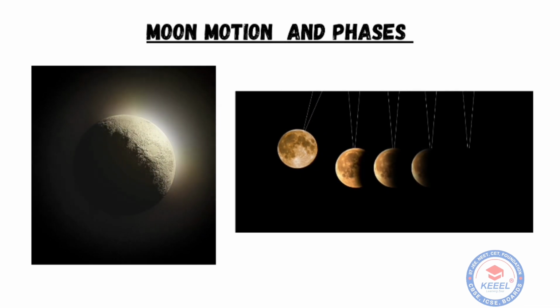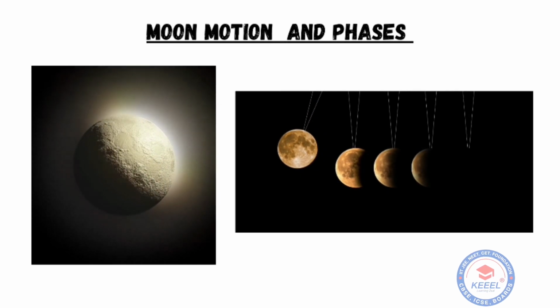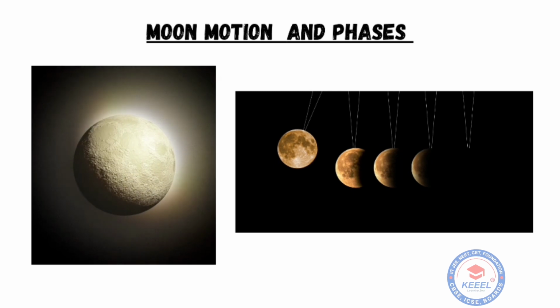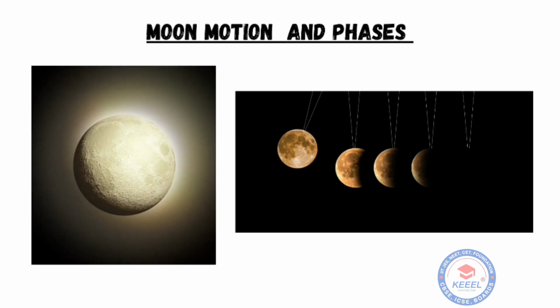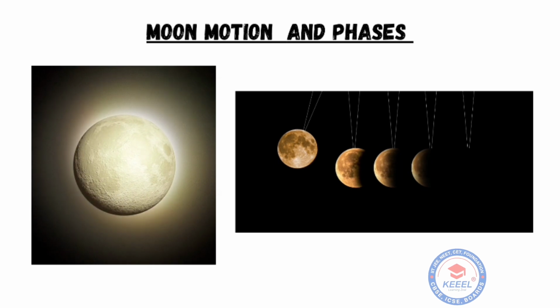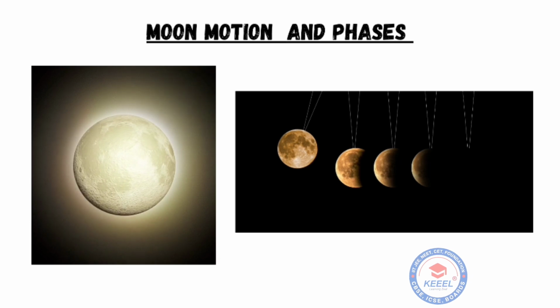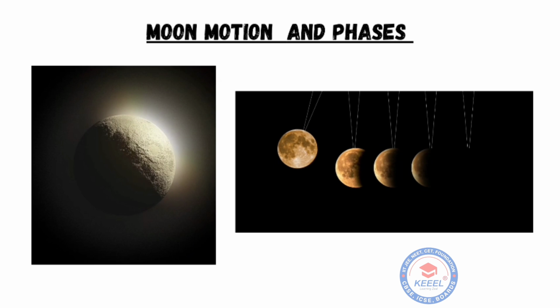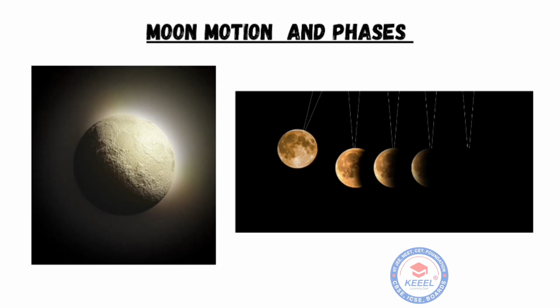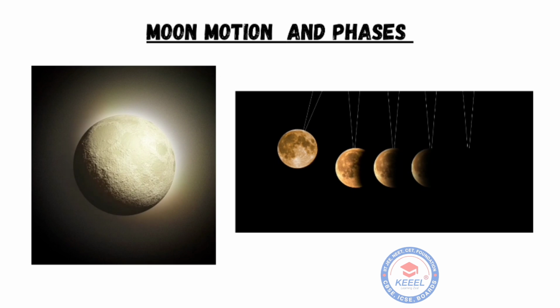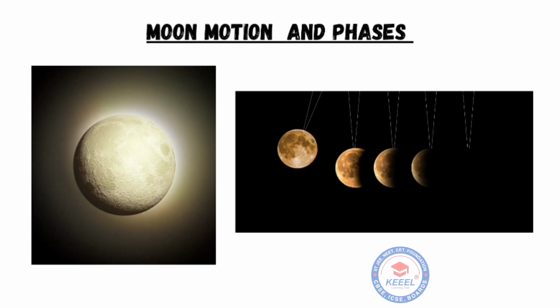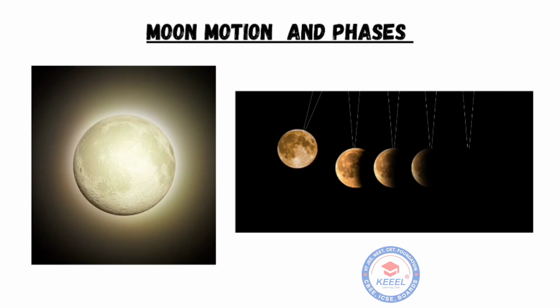The moon's motion and phases. Let's now talk about the moon. The moon revolves around the earth, and the earth revolves around the sun. The moon doesn't have its own light. We see it because it reflects sunlight. We always see the same side of the moon from earth. Sometimes we see a full moon, sometimes no moon, and other times we see half or curved shapes. These changing shapes are called the phases of the moon.